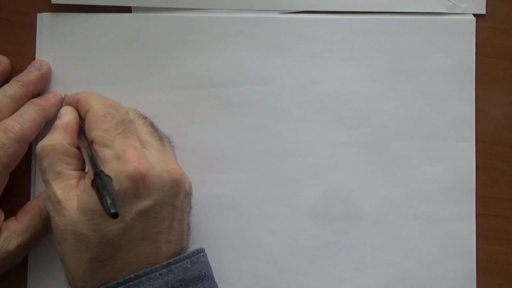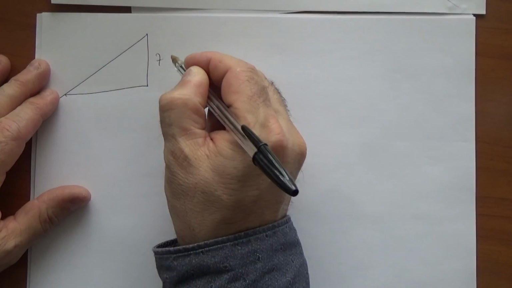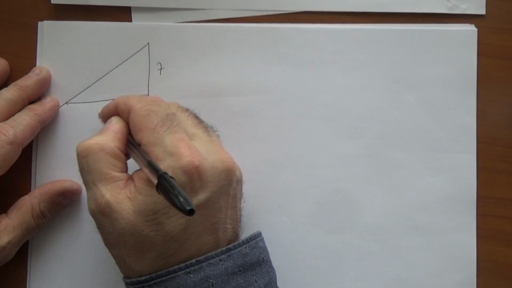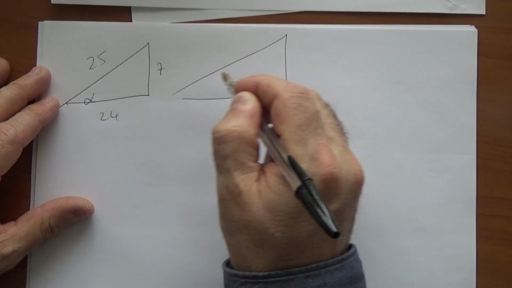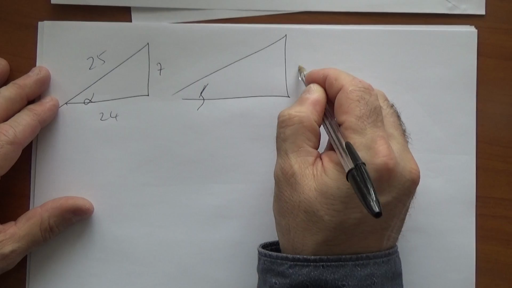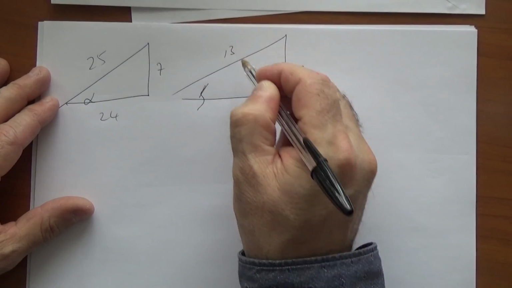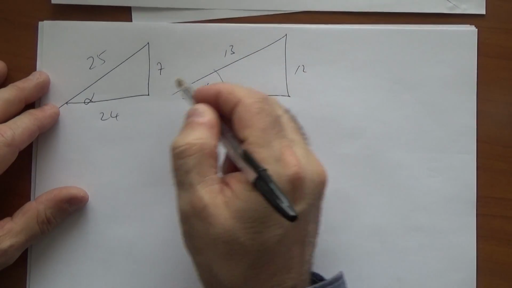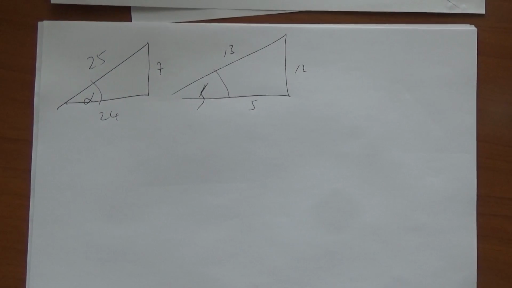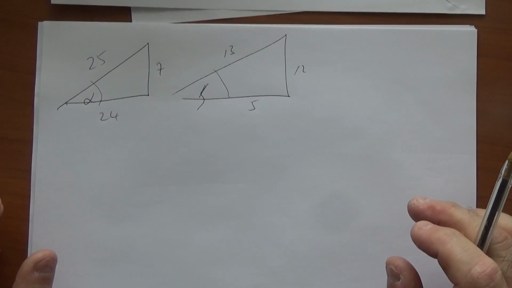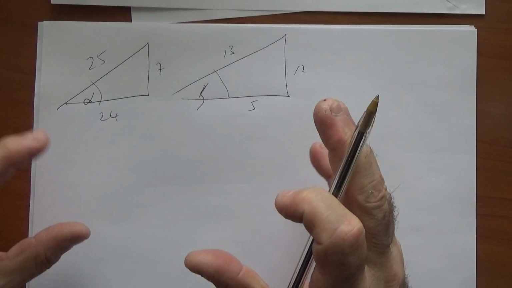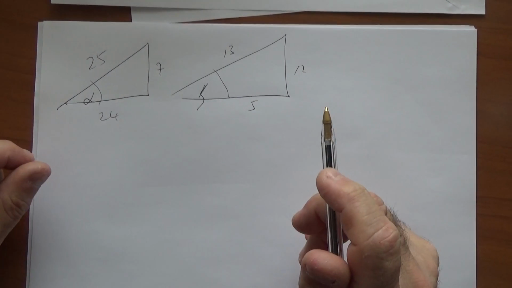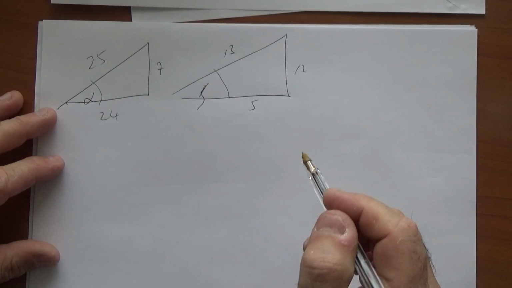Okay, so we have 7, 24, 25 with alpha here, and we have beta here, 12, 13 and 5. And the higher up you go with the maths, the less important it is that you have the scaffolding of having the scale right. You're certainly not going to be thinking about this on a concrete level. There's no way you can operate at that level.